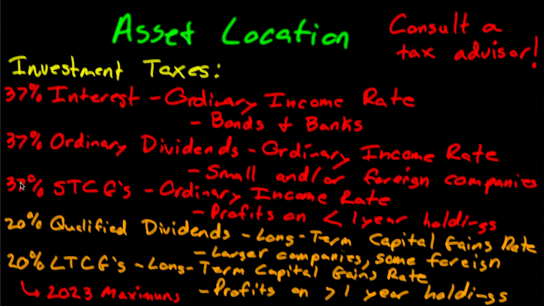So you can see there's a pretty big difference in the top tax rate. These are the 2023 maximums. I am not saying that you are subject to these tax rates. I don't know your particular tax situation. I'm just saying that these are the top highest marginal rates for these different categories. So you may be subject to lower rates, but in general, ordinary income in red is going to be higher than long-term capital gains in yellow.